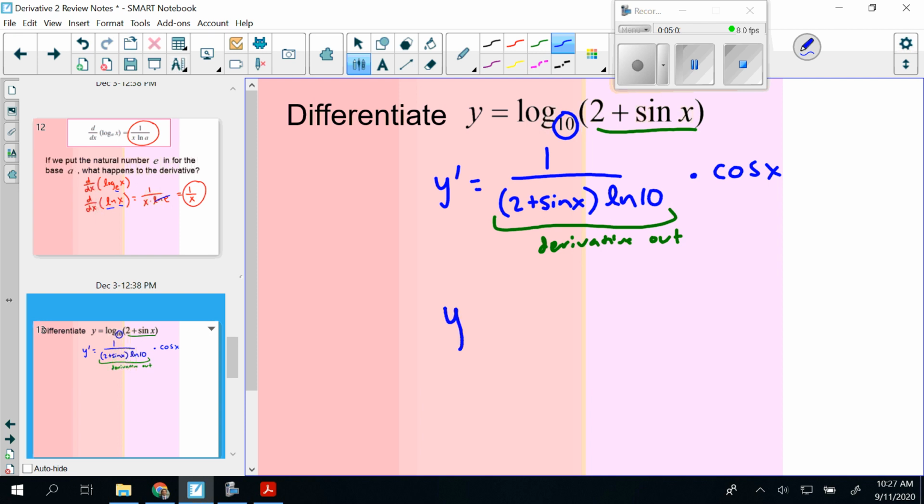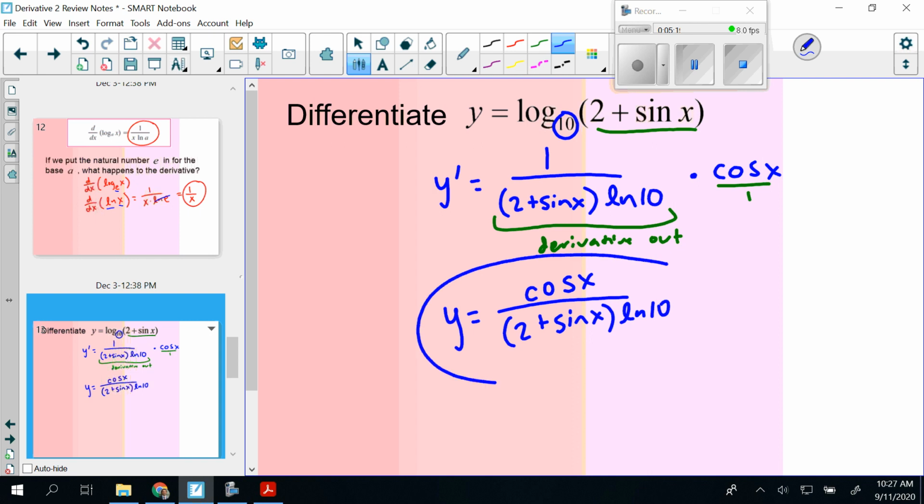Typically on these, they're going to combine these into one fraction rather than leaving them apart like this. So we could just put this over 1 to combine it. So it'd be cosine x over this stuff. And that would be our derivative. So there's our derivative for that one.